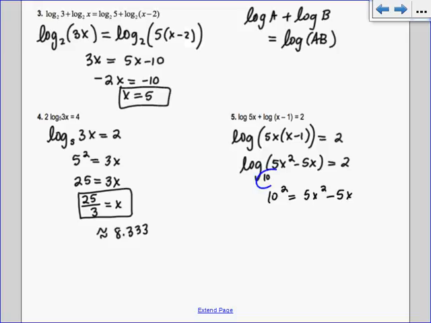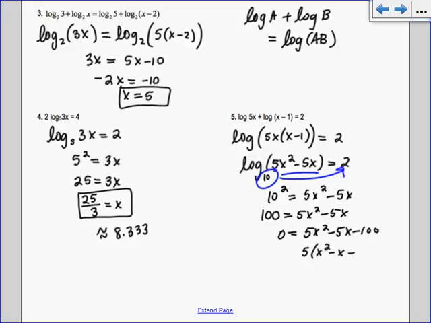Okay, do you guys see how I did that? 10 to the 2 equals this. All right, so I have 100 equals 5x squared minus 5x. So 5x squared minus 5x minus 100 equals 0. And we can pull out a 5. So I have x squared minus x minus 20. And it does factor. It factors into x minus 5 times x plus 4. So we get x equals 5, and we get x equals negative 4.